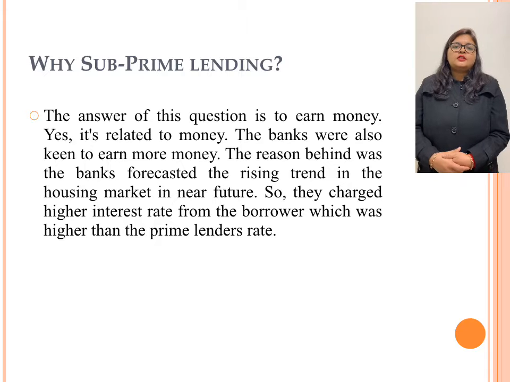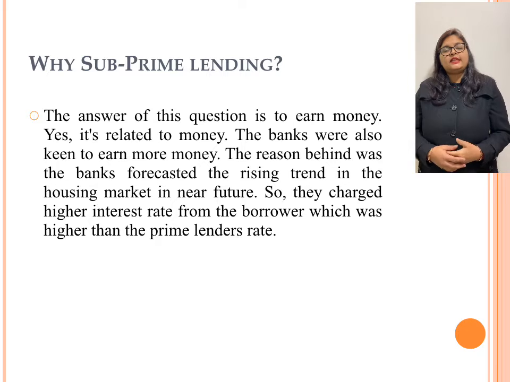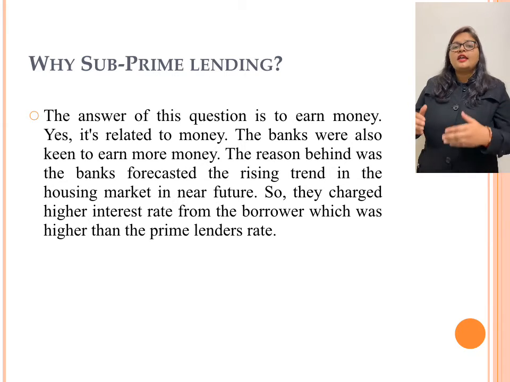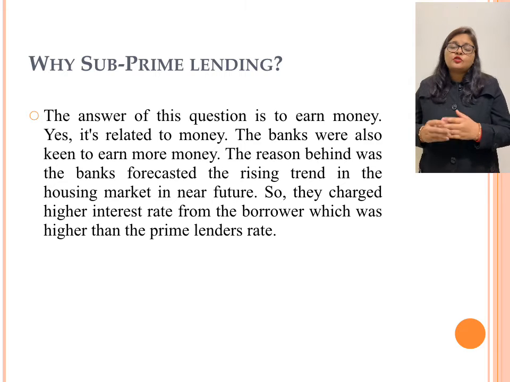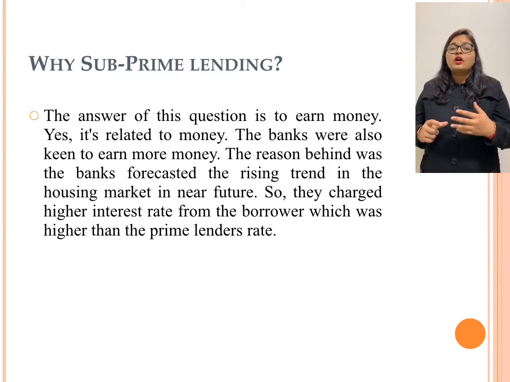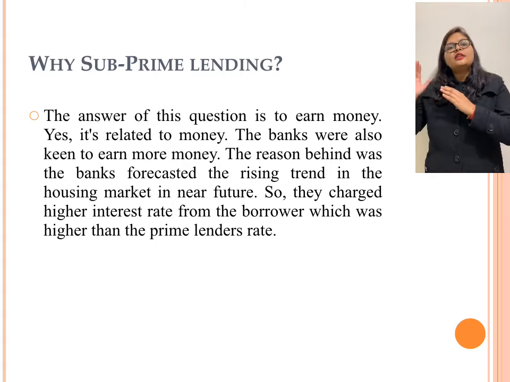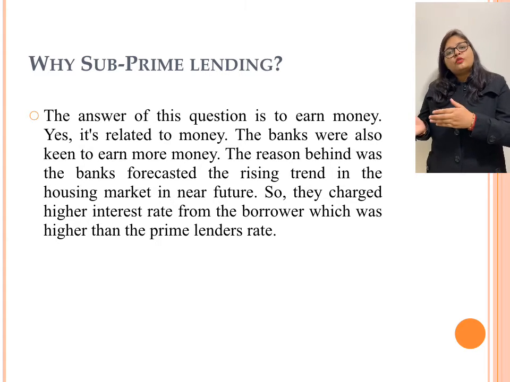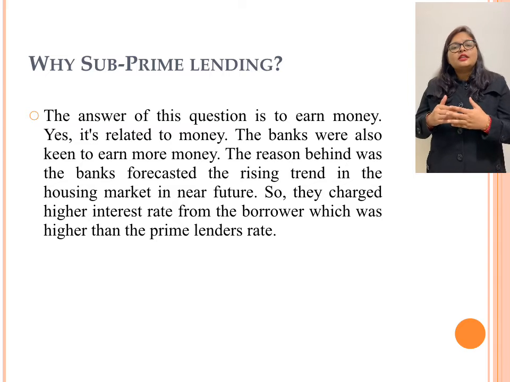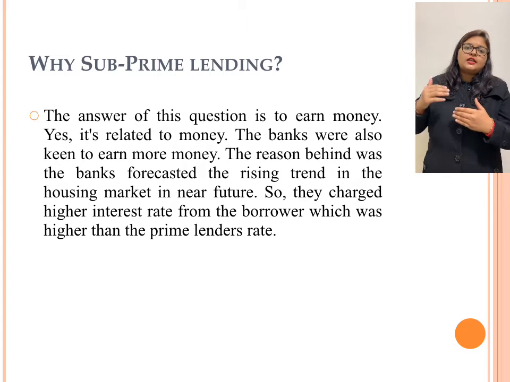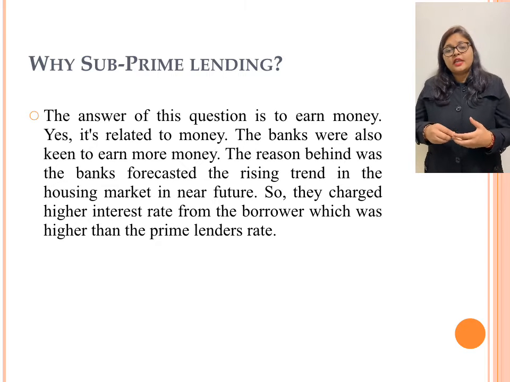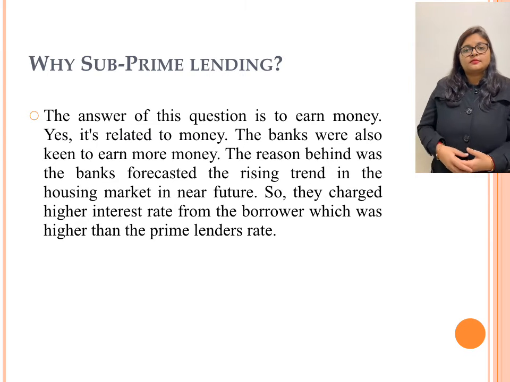Here the question arises, why subprime lending? It's all about money. Banks charge the subprime borrower more than the prime borrower. They forecasted a rising trend in the housing market, but the situation went wrong, and opposite to that, the housing market started declining. That's why customers were not able to pay their loans to the banks.